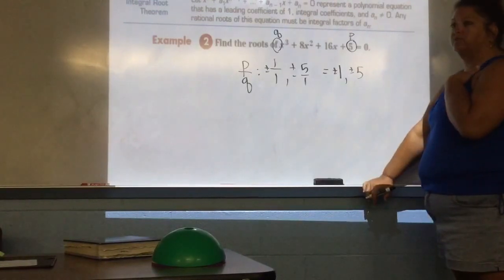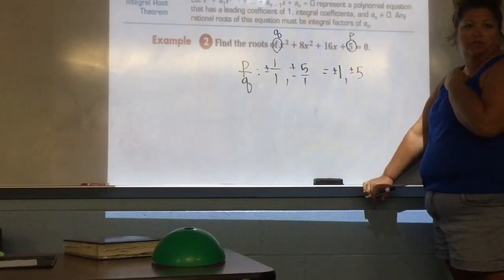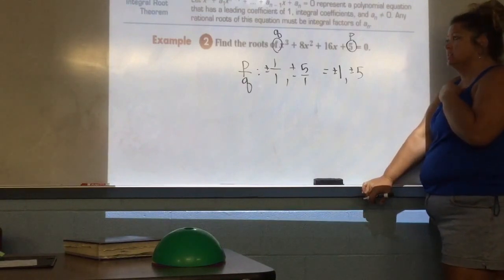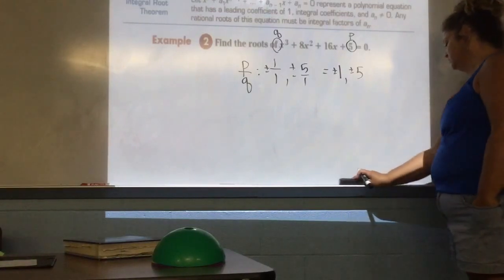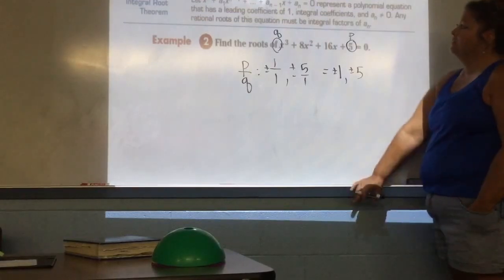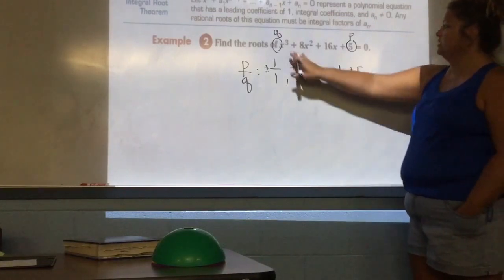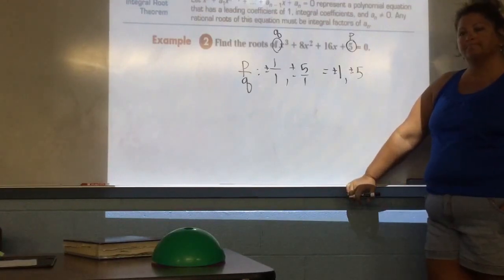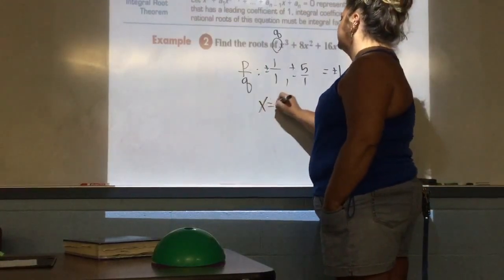Do you want to do this one, or do you feel pretty confident? Let's do it. Okay, we'll go ahead and graph it. We know it's got to cross this at what, 1 or 5, right? Or possibly both. So it's x cubed plus 8x squared plus 16x plus 5. I got negative 5 too. Okay, so x equals negative 5.